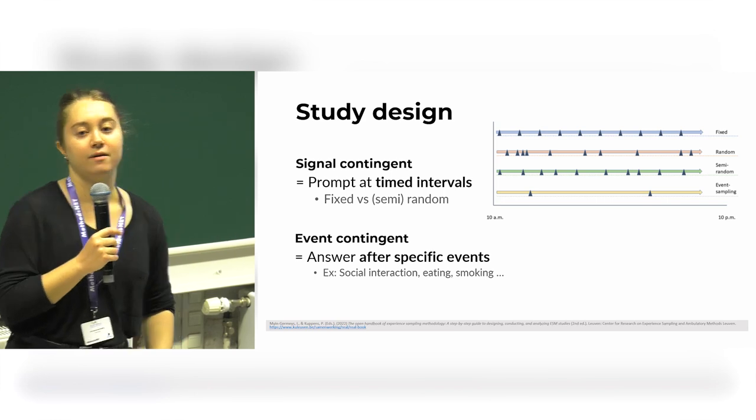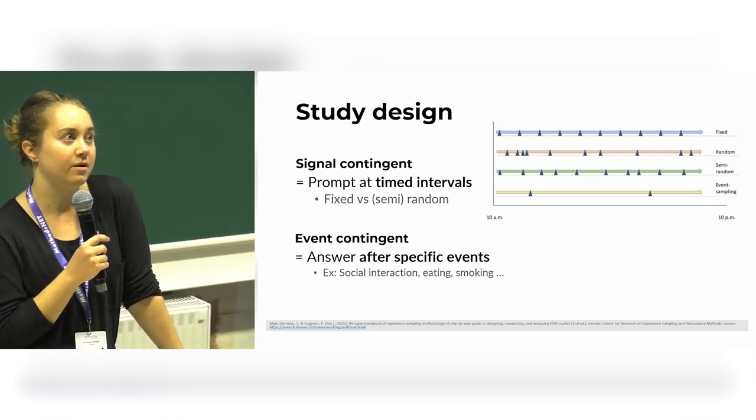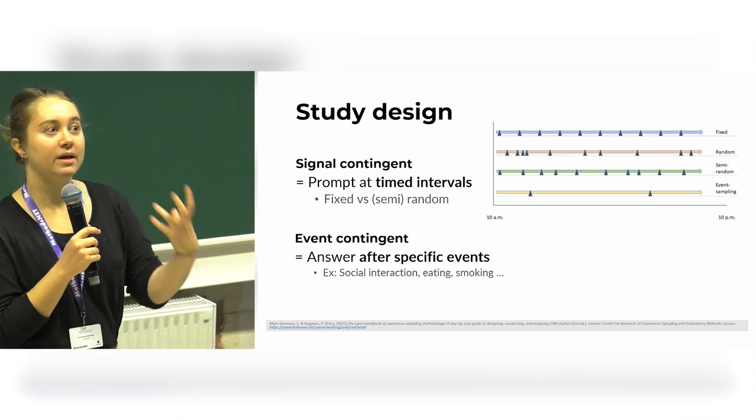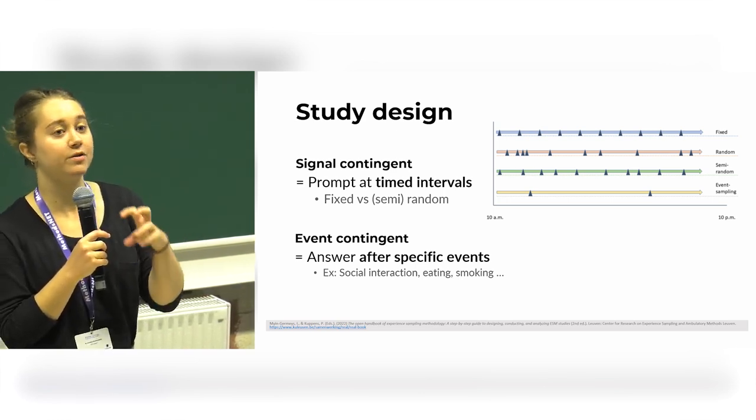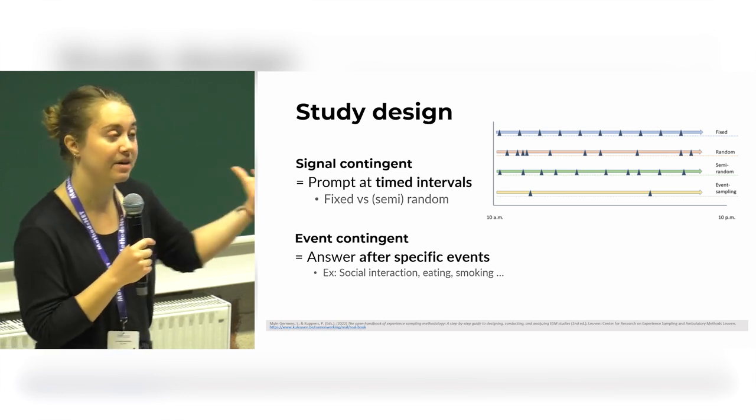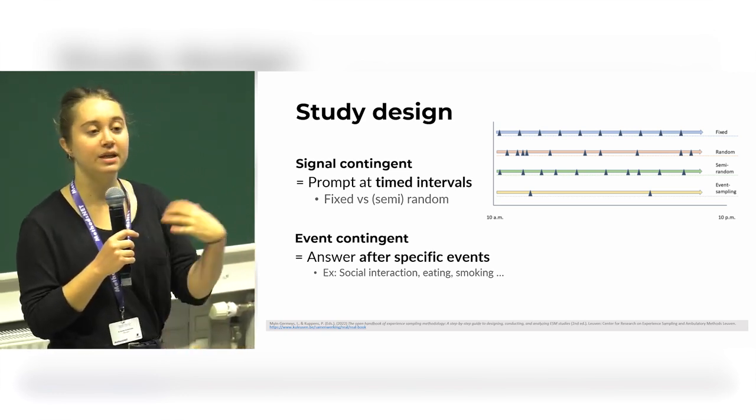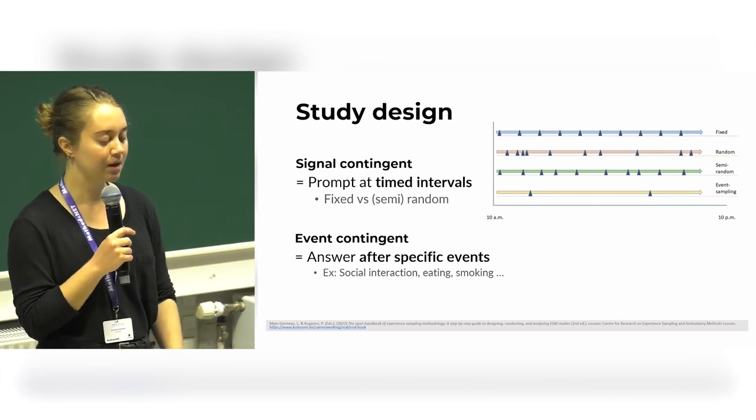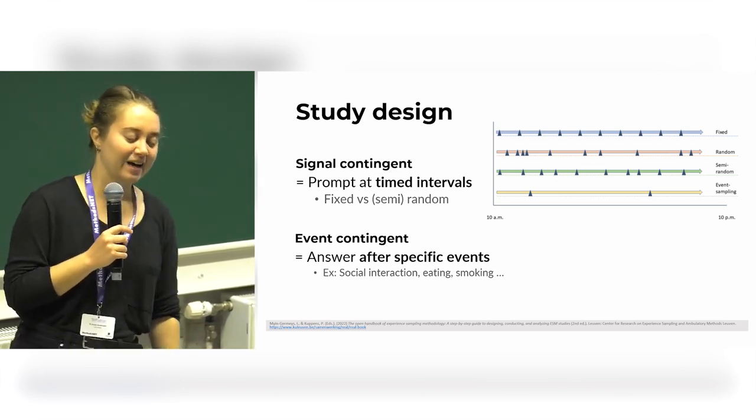You could also have it be event contingent, and so this is where the participant themselves is going into the app or onto a web page and is answering questions after something happens, so after an event happens. So this could be, for example, after a social interaction, after eating, after smoking. These are main examples from psychology research.